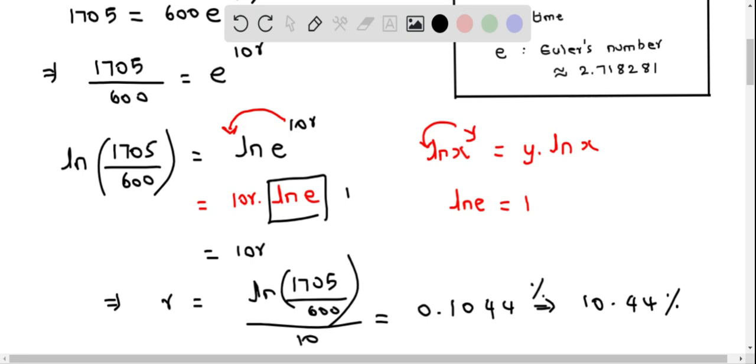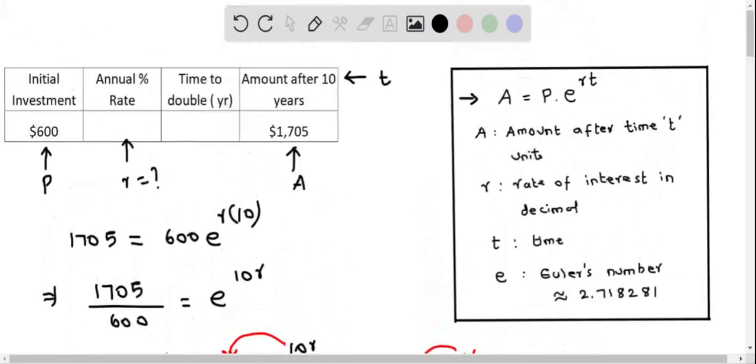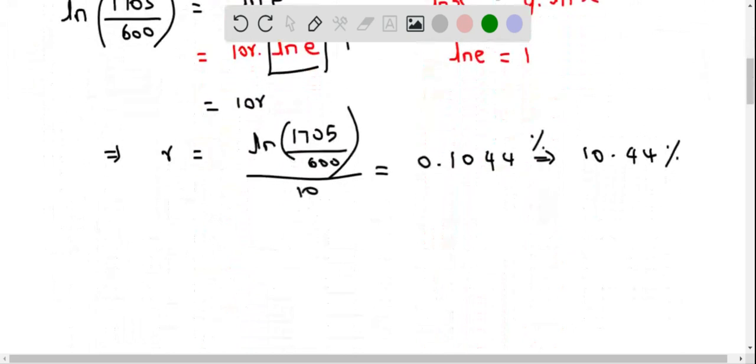So this is the rate of interest, that is the annual rate of interest. We can put this into the table, 10.44 in terms of percentage. So this is already in percent. We can also put the percent sign over here. Now let's fill in the other missing value. That is, we have to find the time to double in years. So let's see how to do this one.